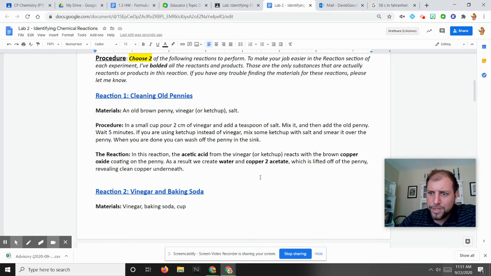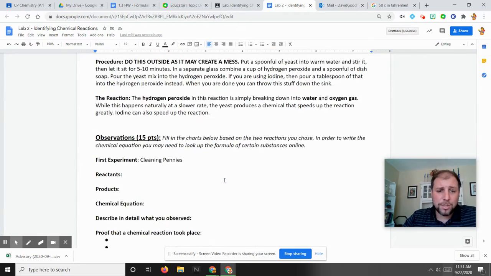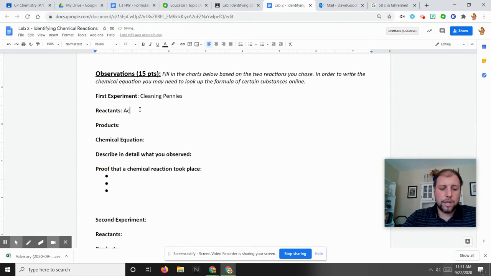The reactants are what we start with. So what did we start with here? If we read this carefully, in the reaction, the acetic acid reacts with the brown copper oxide. So we know that the acetic acid and the copper oxide are the reactants. So I'm just going to type that in. The reactants are the acetic acid and the copper oxide.